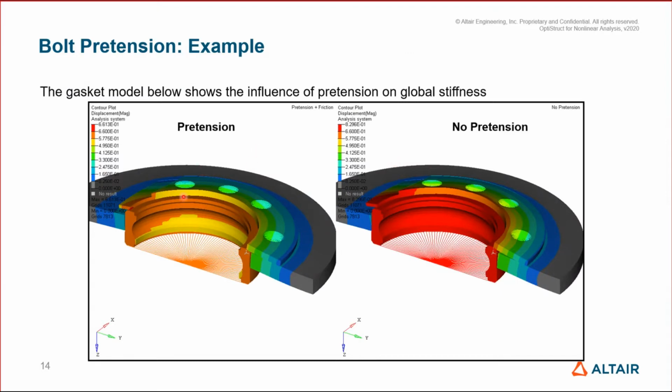Yeah, so there will be a difference whether you have pretension or not. With no pretensioning, you see the displacement is higher, because there's no pretension here. This part here can dislodge and can be displaced more compared with the pretensioned case, right?